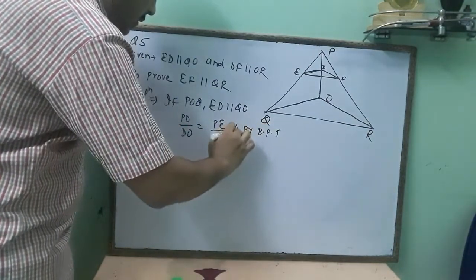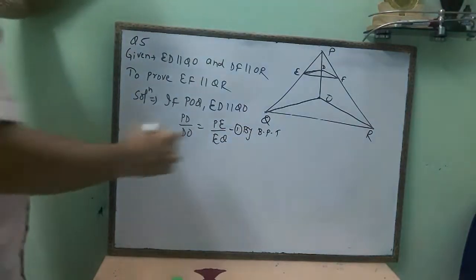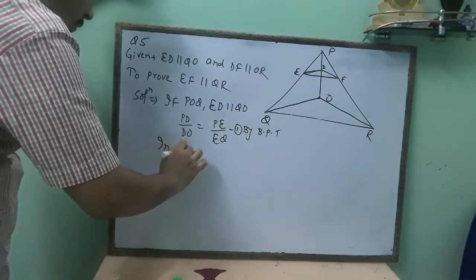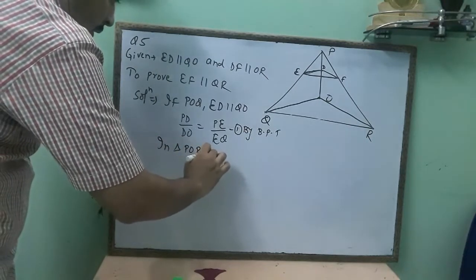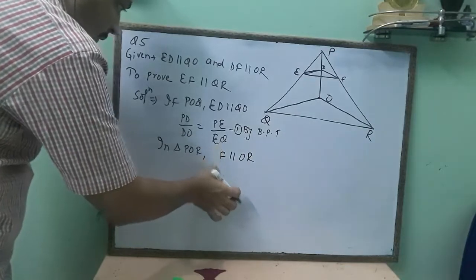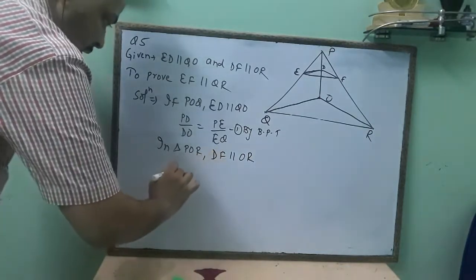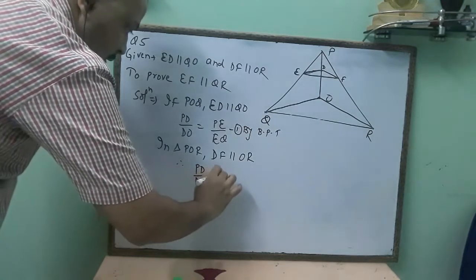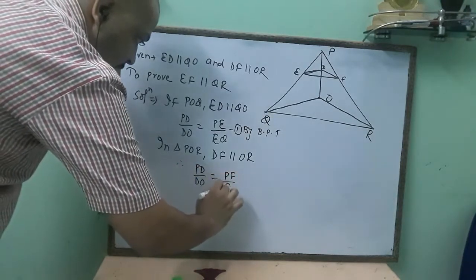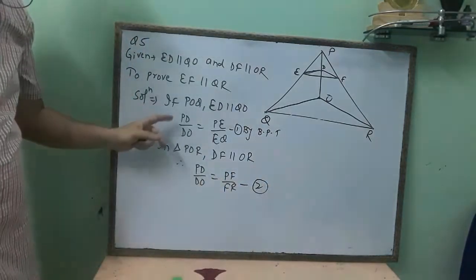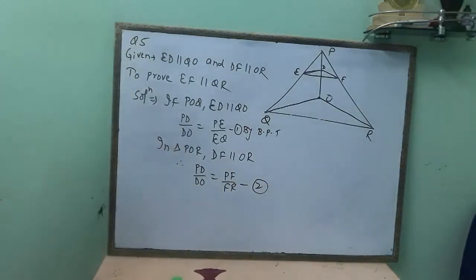This is the first equation. Now in triangle PQR, since DF is parallel to QR, therefore PD divided by DQ is equal to PF divided by FR. See, from equations 1 and 2, PD by DQ is common.